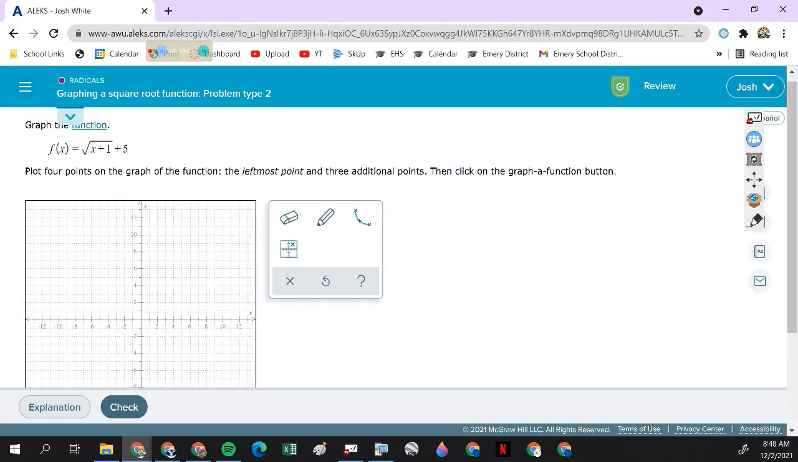Okay, where is this graph? Negative 1, 5. So it starts here, and then over 1, up 1, over 4, up 2, and over 9, up 3. Like that.